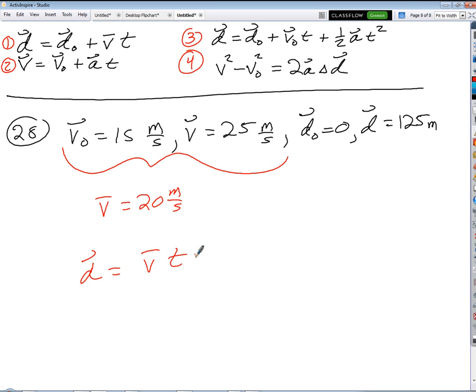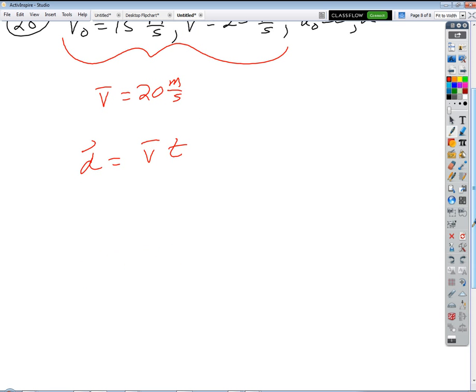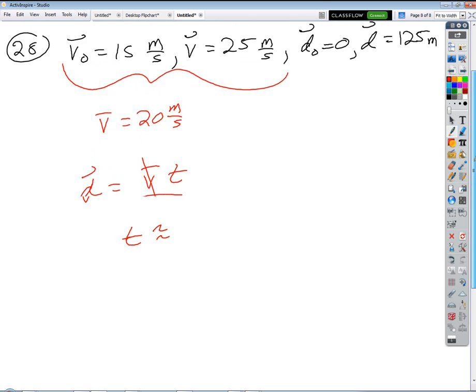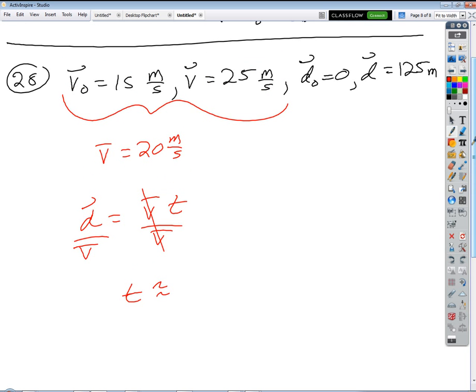Now this time we are solving for t, right? So what's the one thing we have to do? Yeah, good. Divide both sides by v bar. So we get t is approximately equal to 125 divided by v bar, which is 20, so that's going to be about 6.25, isn't it? Okay, so to how many places? 2, so 6.3.